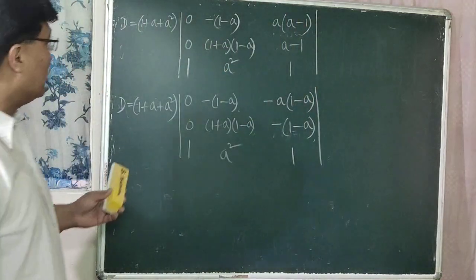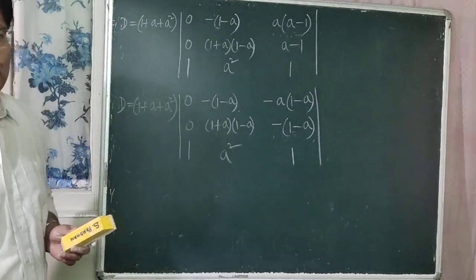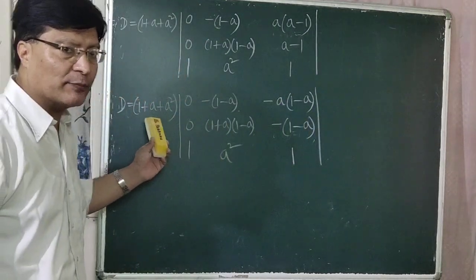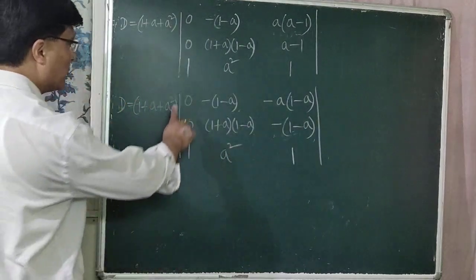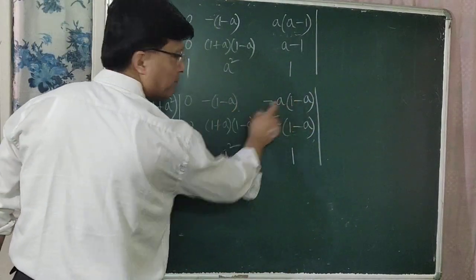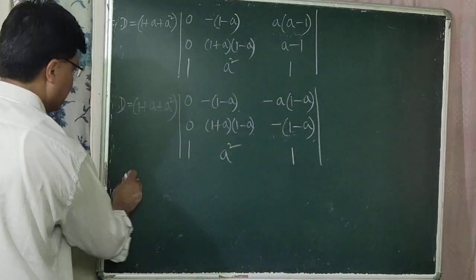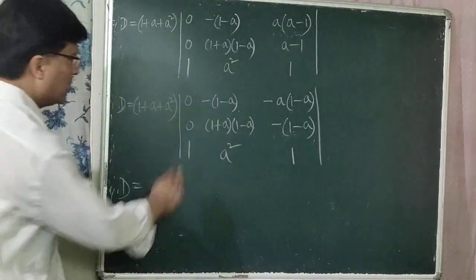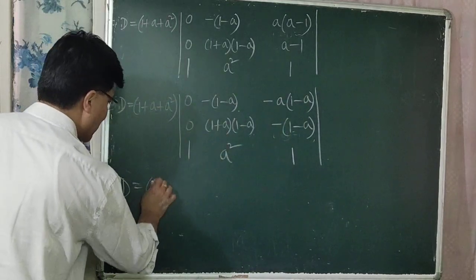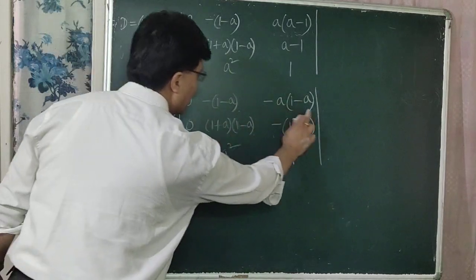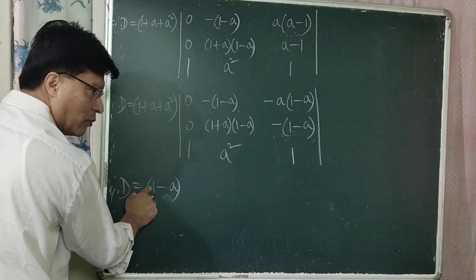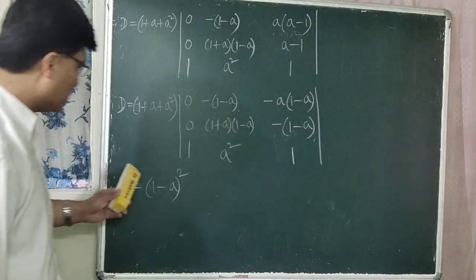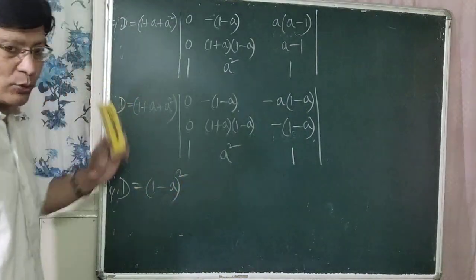So now again you can take common here from the first row as well as from the second row. From the first row, what is common? 1 minus A. From the second row, what is common? 1 minus A. Therefore D is equal to, there are two 1 minus A. From here also 1 minus A common, and from here also 1 minus A common multiplied by 1 minus A. What should we get? We should get 1 minus A whole square.